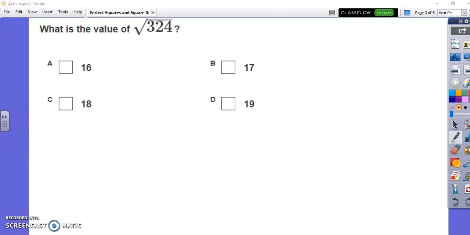Question number 13. What is the value of the square root of 324? So once again, that just means what number times itself gives you 324. You look at your list of perfect squares and the answer is 18.